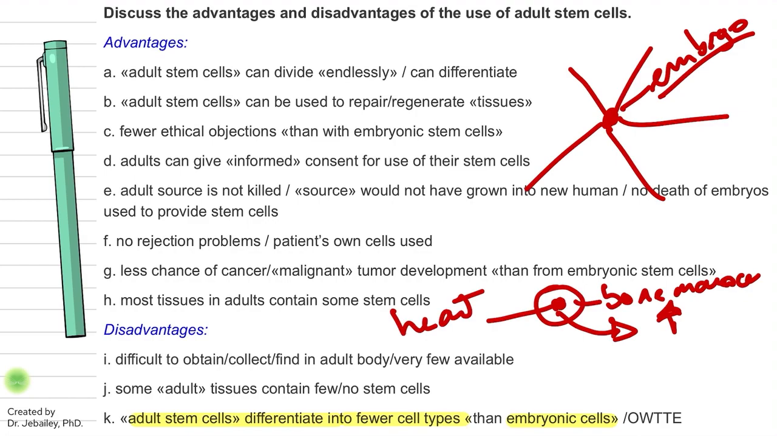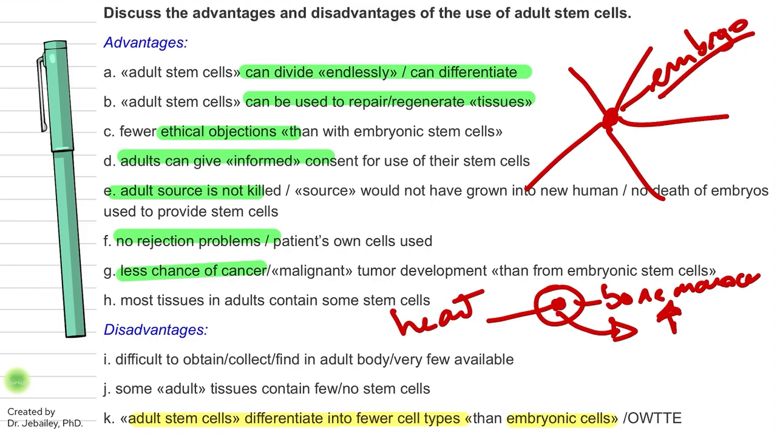So recap. The first thing is to mention what a stem cell is. Stem cells can divide and differentiate, and they can repair. Then you talk about ethics. There are no ethical issues with adult humans. You can ask permission from the adult to give it. The adult will not be killed. There is no rejection if you take a stem cell and place it within yourself. Less chance of cancer. And you can find stem cells in most tissues.